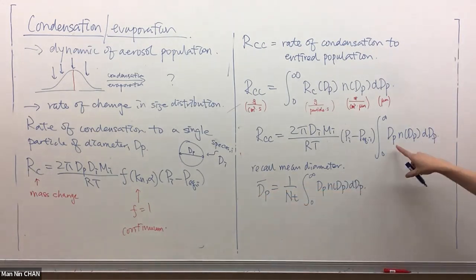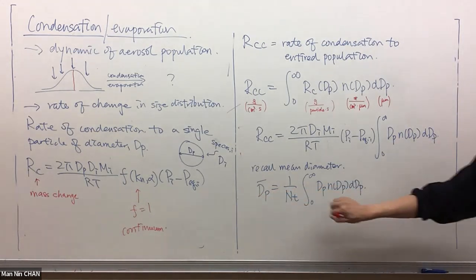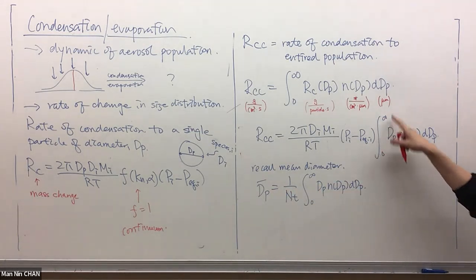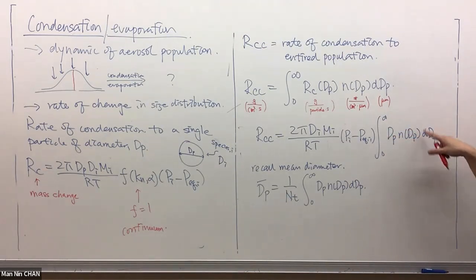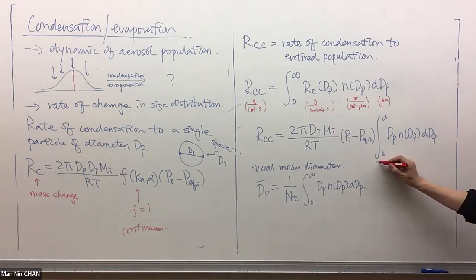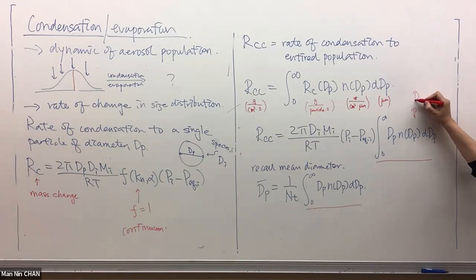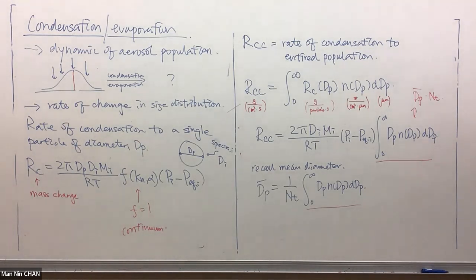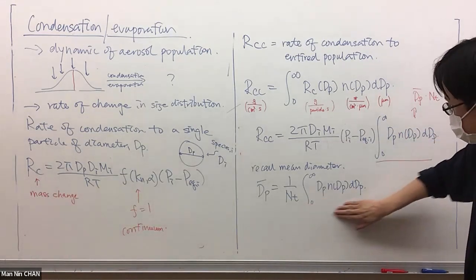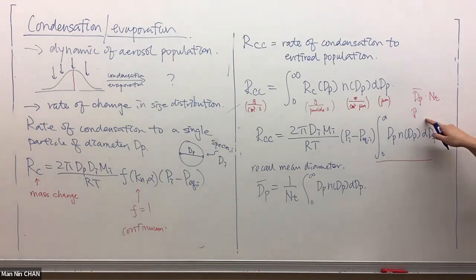I just put it on the other side here. So if you compare this term to this one, basically if you take the integration from 0 to infinity of dp times your size distribution function, this term, then if you put this term on the other side, the integration for this term is just equal to your mean diameter times Nt. So if you agree with this, now I can just substitute this here. Now you can see here.